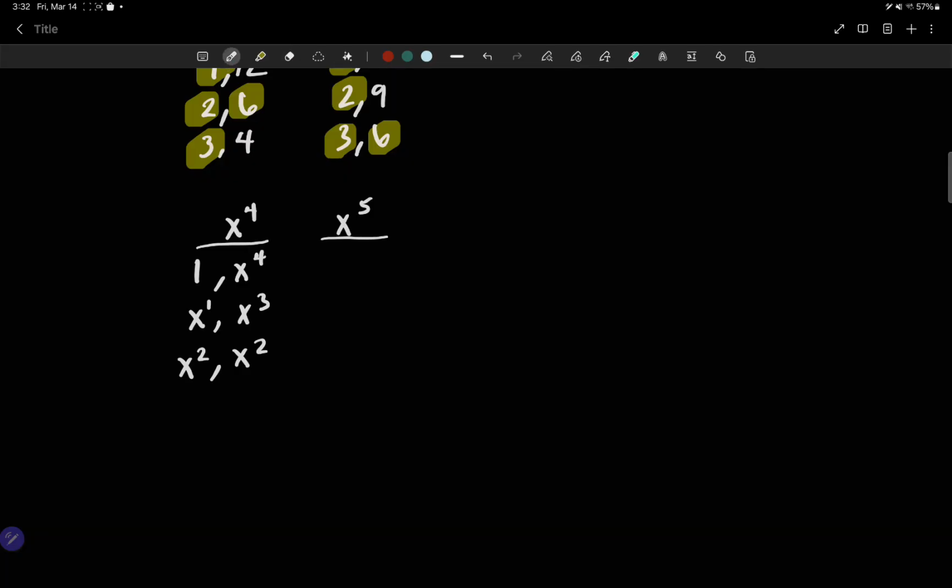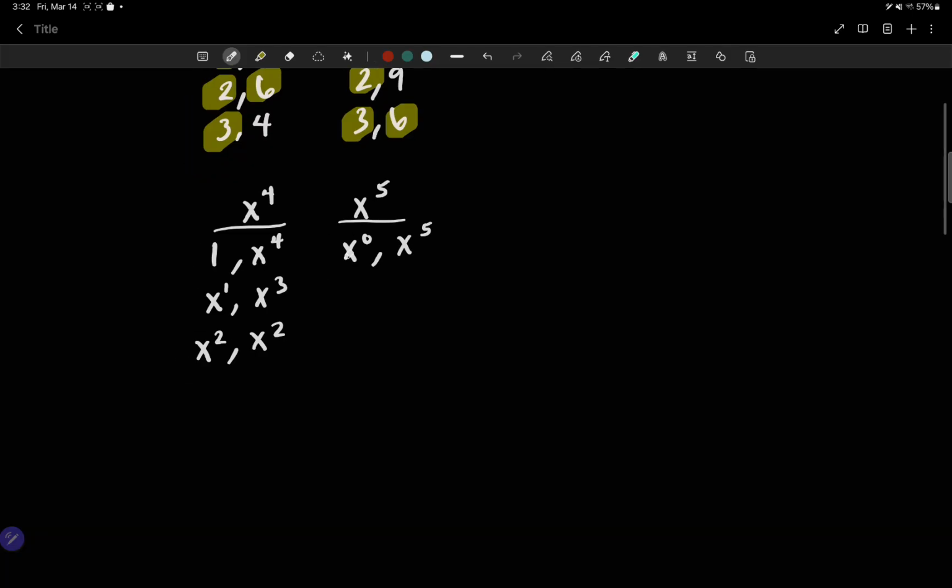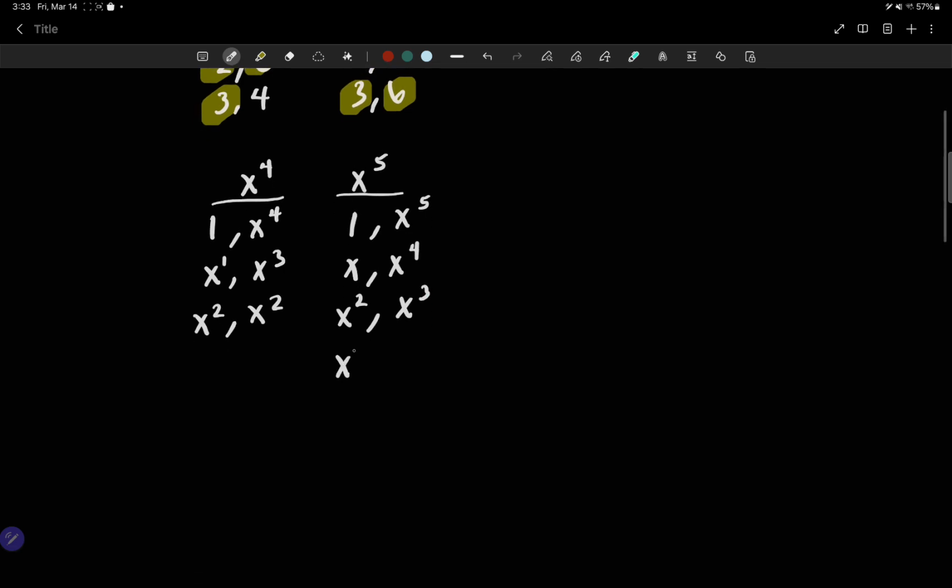Now, same thing with x to the 5th. You would have x to the 0 and x to the 5th, but we don't write x to the 0, we would just write 1. Then you would have x to the 1st power times x to the 4th power, and then x to the 2nd power times x to the 3rd power. And if you moved on to x to the 3rd power, you'd have to multiply by x squared, but that's a repeat, so we don't want that one.